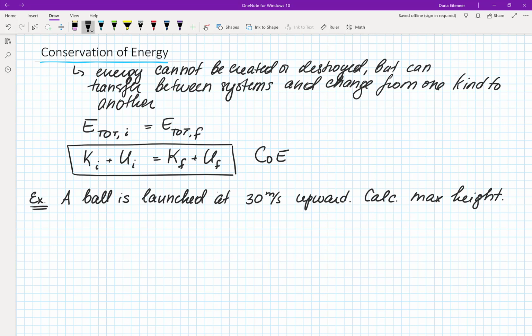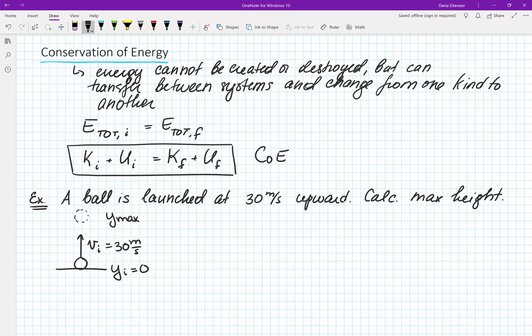So I'll start by drawing a little schematic here. I'm going to say that this ball is launched at initial speed, v initial, vertically upward, 30 meters per second, okay? And I'll just call this y initial equal to 0. And what we're trying to figure out is how high the ball can go, so I'm going to call that y max.